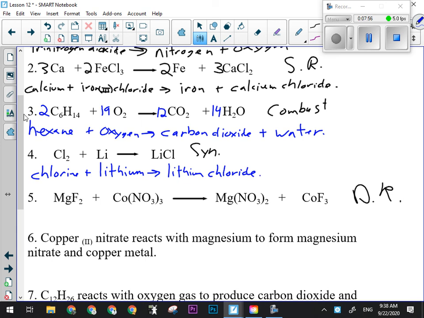Okay, what should I balance first? Yeah, chloride, biggest number. Any kind of reaction other than combustion, go with the biggest number first. So I put a 2 there to balance my chlorines. Okay, that gives me 2 lithiums, so put a 2 there. Now the reaction's balanced. Okay. Sometimes they're easy like that.